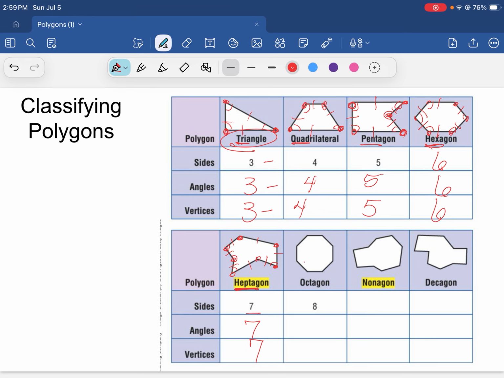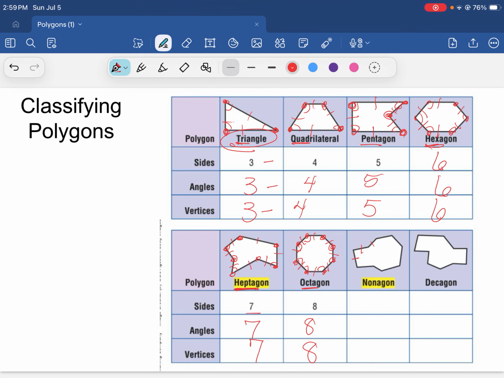Octagon means 8. We have 8 sides. 1, 2, 3, 4, 5, 6, 7, 8. 8 angles. And 8 vertices. Octa means 8. Nonagon, well, it doesn't tell us, so let's count them.